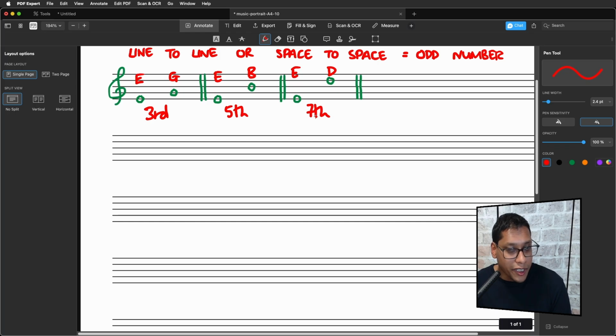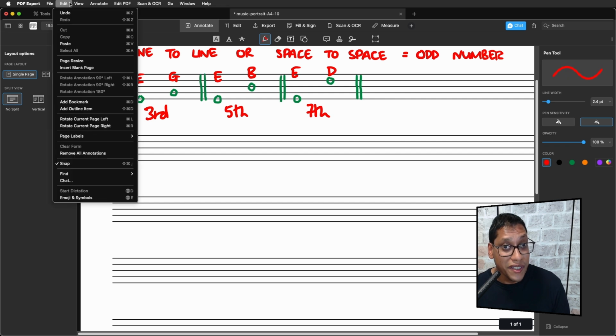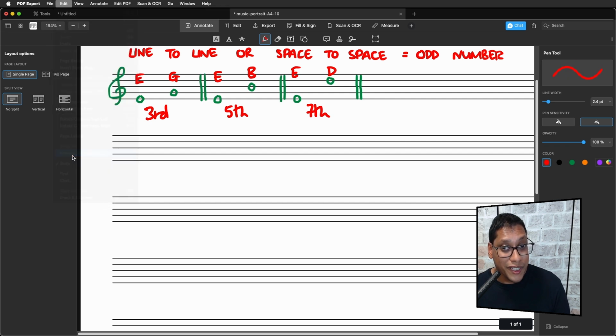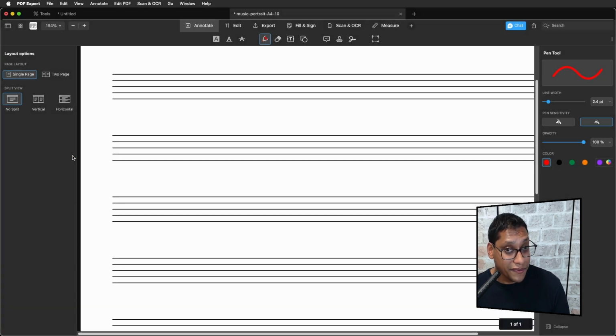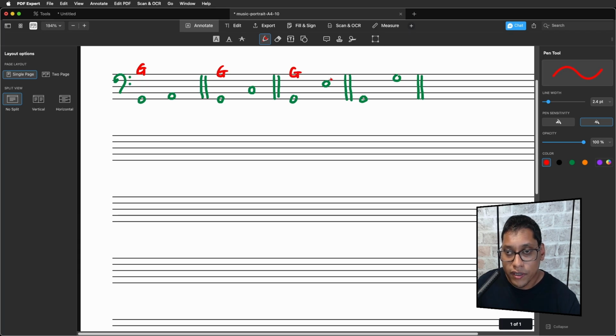This deals with our odd numbers. Now we're going to deal with our even numbers. And what I'm going to do is do this in a different clef to prove to you that it works regardless of clef. So we've got G, G, G, and G. Same G in all 4 examples.